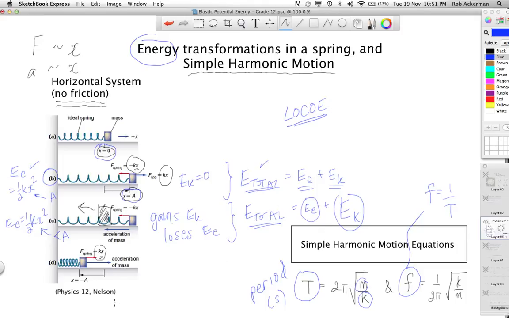And the process continues. We have an energy transformation going on here. It's governed by the law of conservation of energy. And at this point, I'd like to have you take a look at an even more challenging example involving energy transformations.